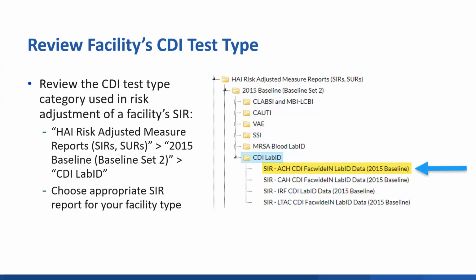To do this, you'll need to navigate to the folder titled HAI Risk Adjusted Measure Reports, followed by 2015 Baseline, and finally CDI LabID. From here, you'll want to select the SIR report that aligns with your facility type. And for this example, we'll run the SIR report for an acute care hospital or ACH.